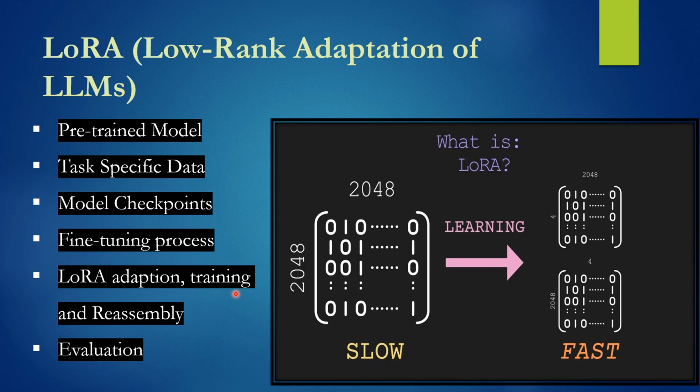And the goal is to achieve improved performance compared to that pre-trained model while retaining the model's general knowledge. So let's take a simple example to illustrate the use of LoRA. Suppose you have a pre-trained model that can perform various text generation tasks and you want to adapt this model to legal document analysis.